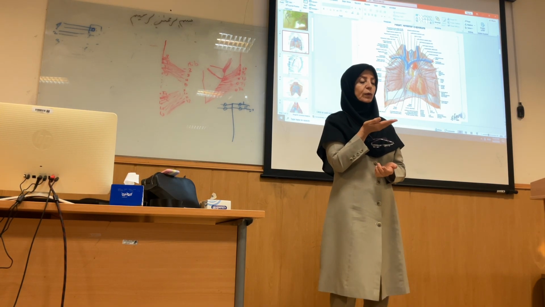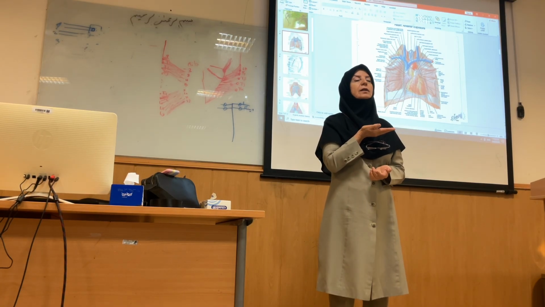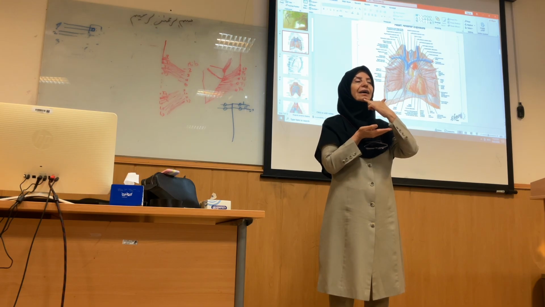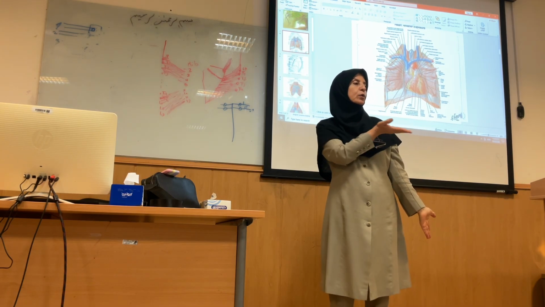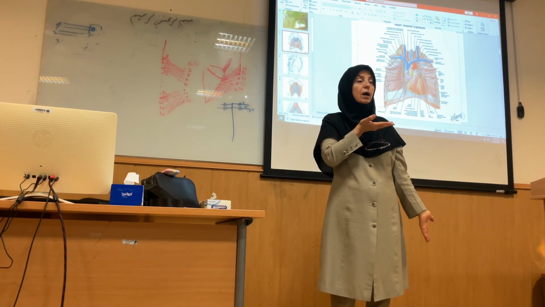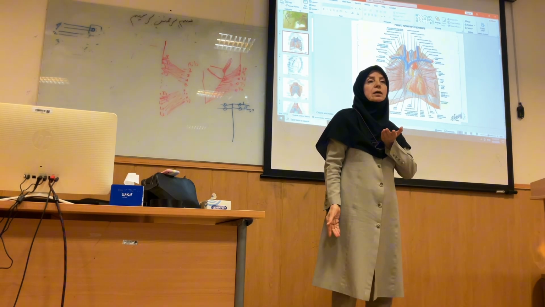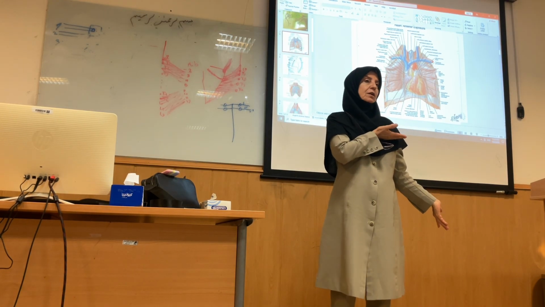If I want to explain the direction, the position of the heart, imagine I rotate my head around 45 degrees to the left side. It is going to remind you of the position of the heart. It is normal. Sometimes in some persons with congenital disease, it's possible the heart is directed to the right side. But normally it's on the left side.